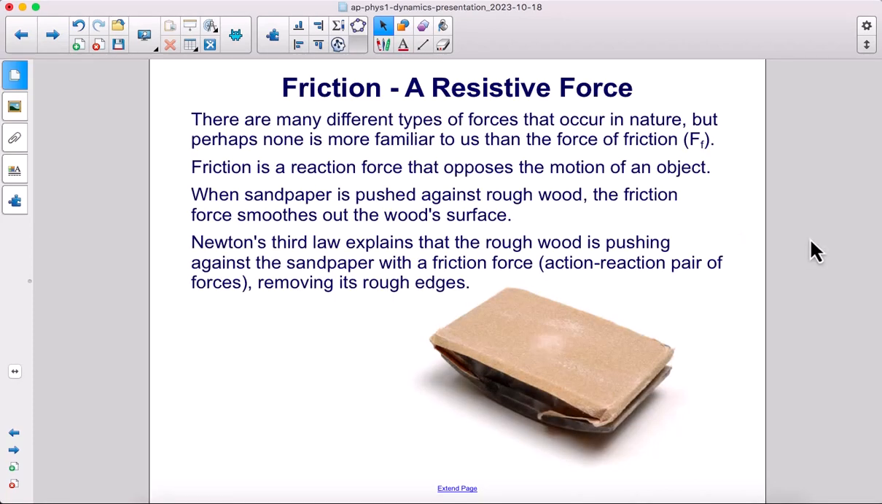Friction. There are many different types of forces that occur in nature, but perhaps none is more familiar to us than the force of friction, F sub F. Friction is a reaction force that opposes the motion of an object. When sandpaper is pushed against rough wood, the friction force smooths out the wood's surface. Newton's third law explains that the rough wood is pushing against the sandpaper with a friction force, an action-reaction pair of forces, removing its rough edges.